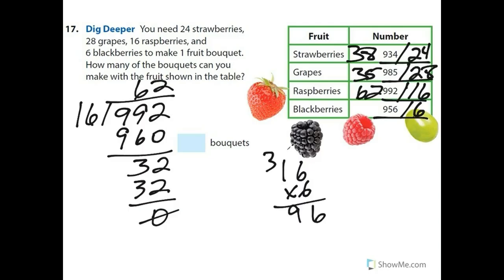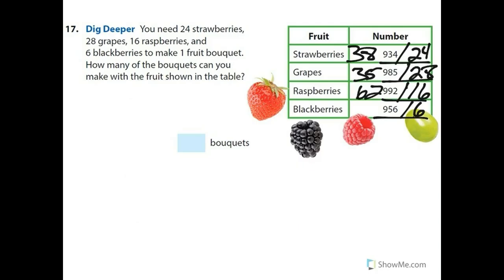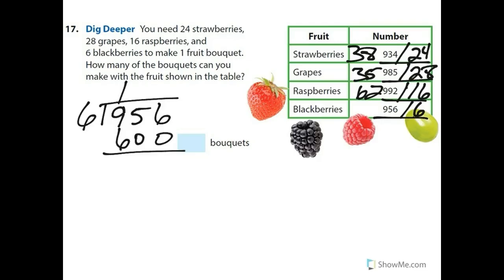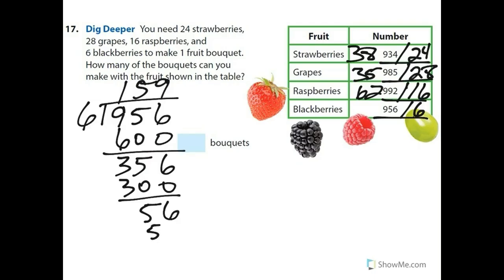And let's go to the blackberries. So 956 divided by 6. Well, I know that can be 100 into 900. 100 times 6 is 600. Well, 6 times 6 is 36, so let's do 5. 5 times 6 is 30, and we got 56. Well, we've got 9 times 6 is 54, remainder 2, so that's 159.